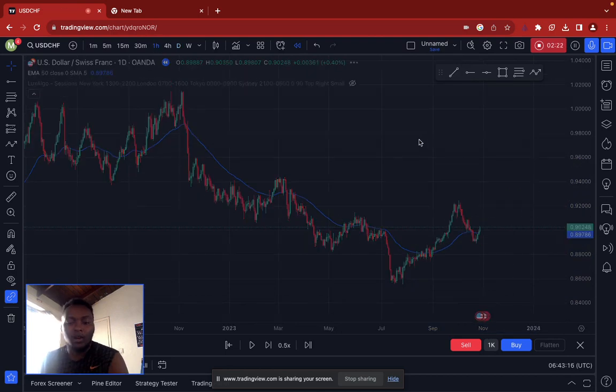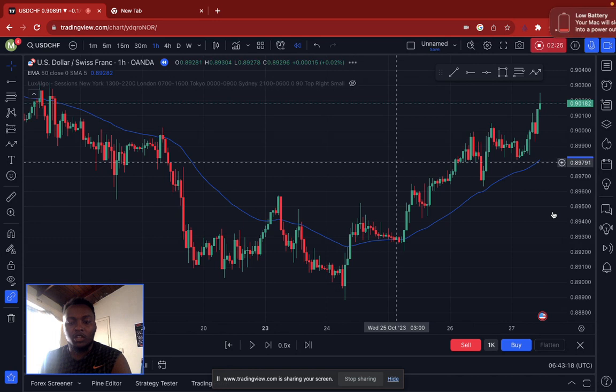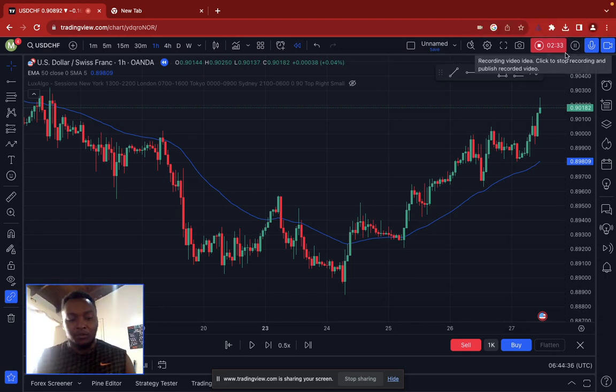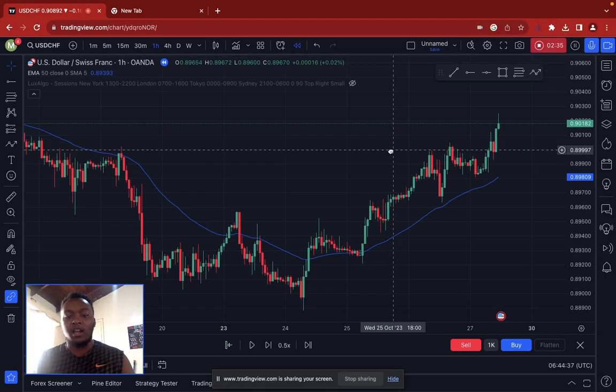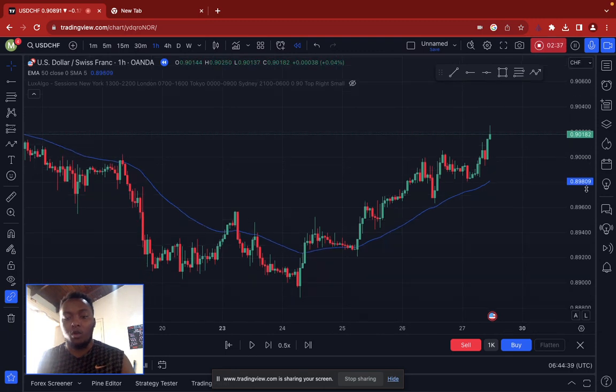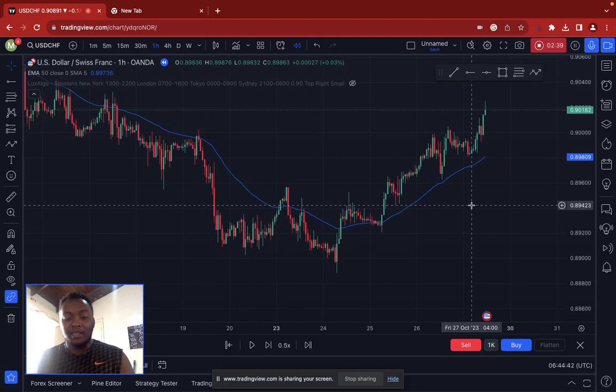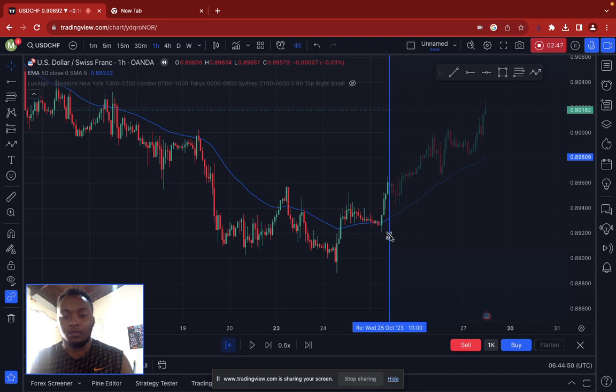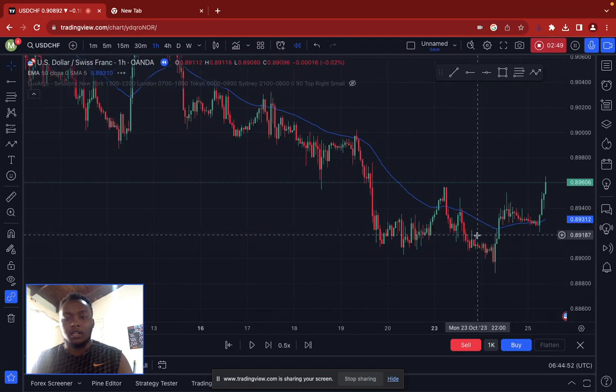So I'll go into the 1 hour time frame here. I usually like using the 1 hour time frame because it gives me the exact pips that I usually target. The 618 level on the 1 hour time frame is usually enough. So let's bring this up to this level here, and let's take a look at how this works.